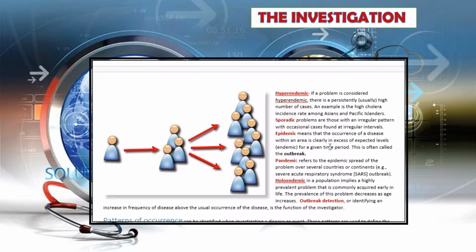Okay, an epidemic means that the occurrence of the disease within an area is clearly in excess of expected levels for a given time period. Usually an epidemic is called an outbreak. You've heard that before. A pandemic refers to the epidemic spread of the problem across several countries or continents. An example of that was the SARS outbreak, which was considered a pandemic. You're going to hear other terms such as holoendemic. I define it here. Outbreak detection is identifying an increase of frequency and looking at that. So those are some of the investigation terms I want you to be familiar with.